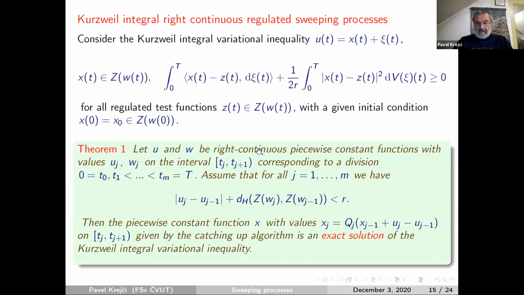And the result is the following. If u and w are right continuous piecewise constant functions, and satisfy the jump condition, then the piecewise constant function x given by the catching up algorithm is an exact solution of the Kurzweil integral variational inequality.